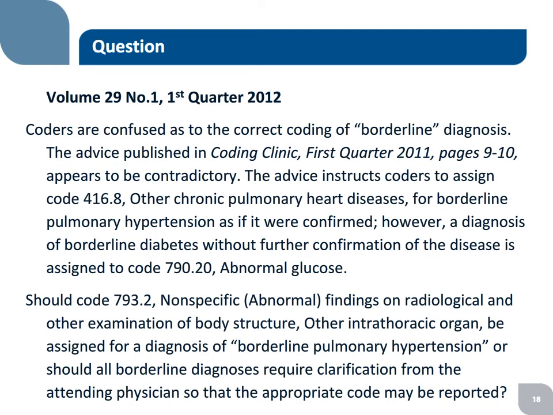So this particular one I thought was a little interesting because to me, borderline is kind of like a probable or suspected, right? So in this Coding Clinic, they say coders are confused as to the correct coding of a borderline diagnosis. The advice published in Coding Clinic appears to be contradictory. The advice instructs coders to code 416.8, which is borderline pulmonary hypertension, as if it was confirmed. However, a diagnosis of borderline diabetes directs us to 790.20, which is an abnormal glucose level. So why would you code a condition for one thing and not the other when the treatment was borderline?